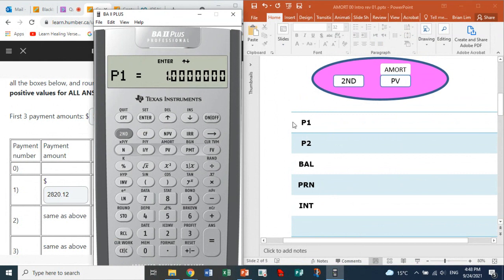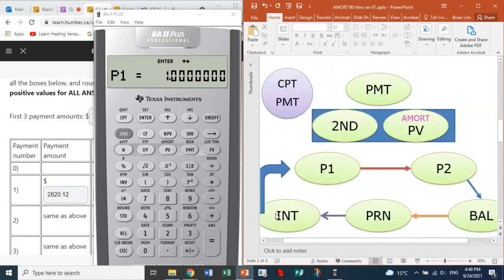So we'll see these symbols or quantities, variables show up: P1, P2, balance, as it shows here, principal, PRN is short for principal, and INT is the interest. Now these cycle around, so if we look at the next slide here, you see that's exactly what it's showing us.